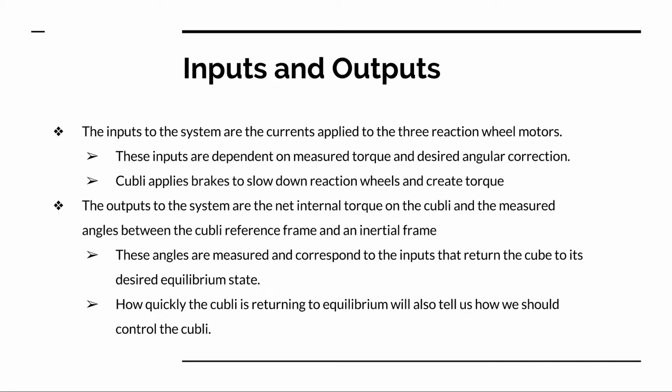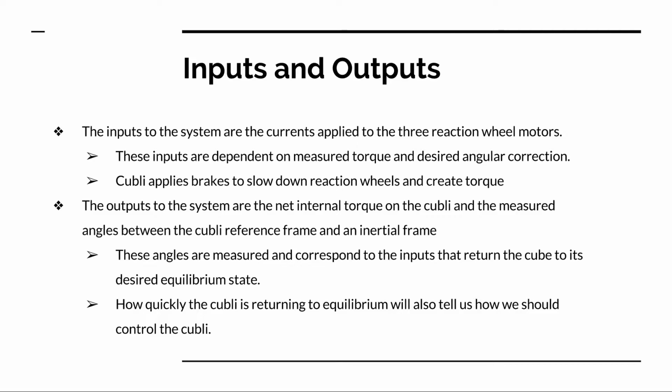This system features inputs, outputs, and feedback loops that are all correlated. The inputs to the system are the commands to the reaction wheel motors. Aside from constants like mass, dimensions, inertia matrices, etc., that are all used in the calculation of the desired torque, the Cubli uses this information to tell the reaction wheels to accelerate in a way that sums the torque to zero. The outputs of the system are the net internal torque and the measured Euler angles of the Cubli.